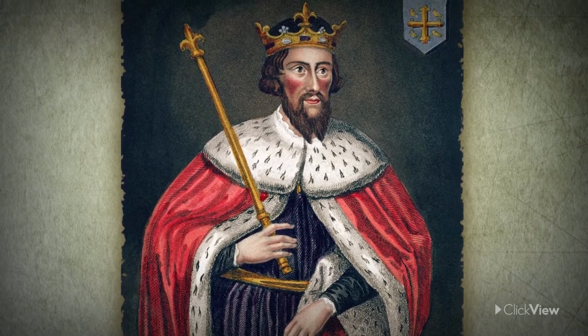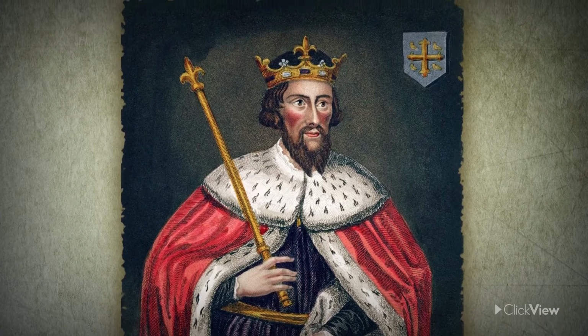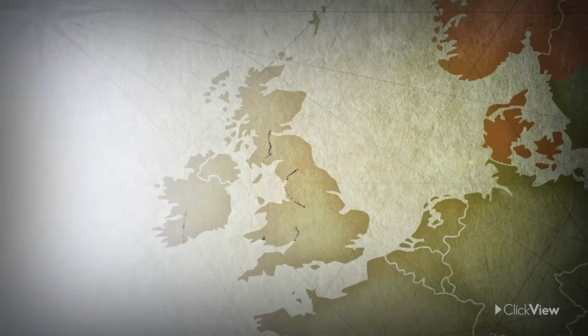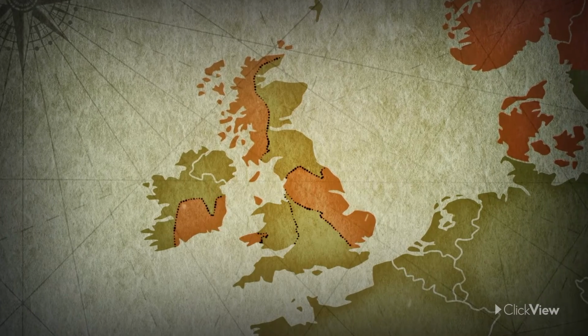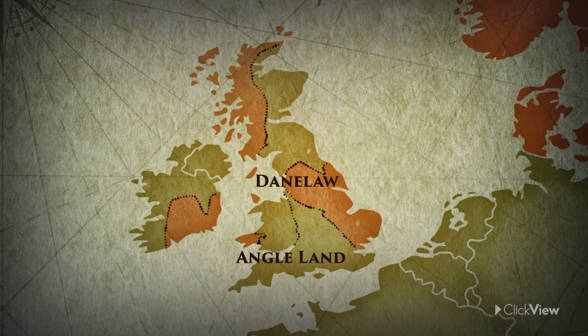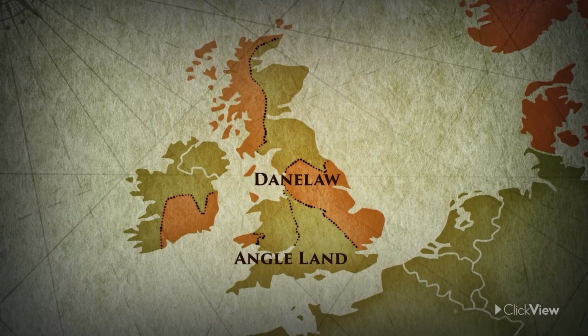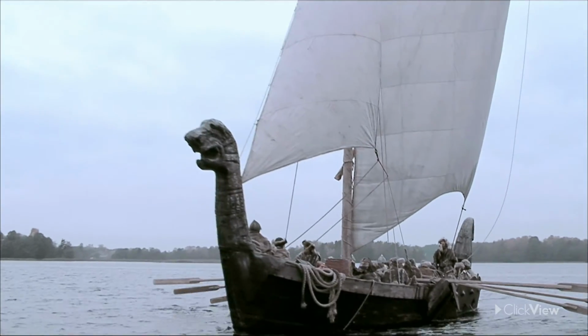In 886, King Alfred negotiated a treaty with the Vikings. The treaty saw Britain divided up. To the north and east was Danelaw, and in the south and west, under the rule of King Alfred, was the Kingdom of Angleland. The Kingdom of England was formed. However, fighting continued between the Vikings and Anglo-Saxons.